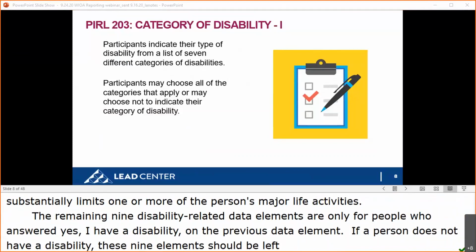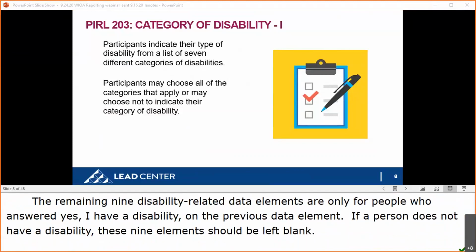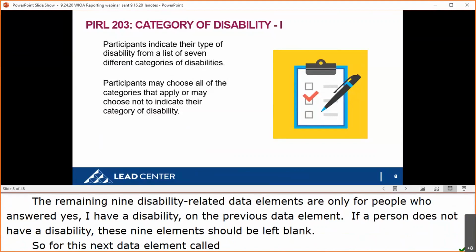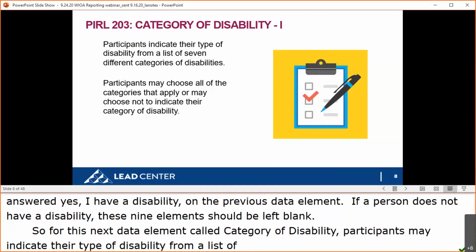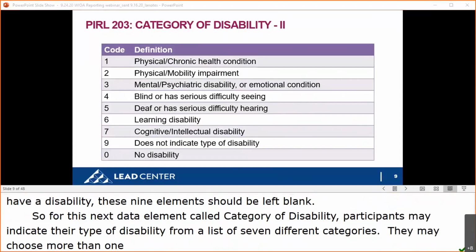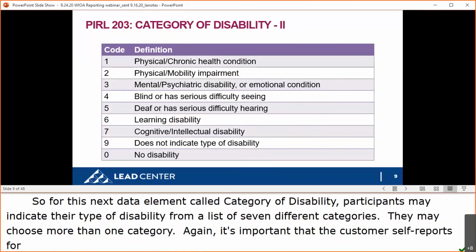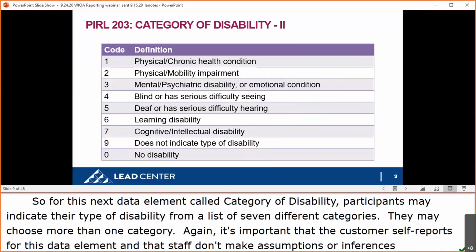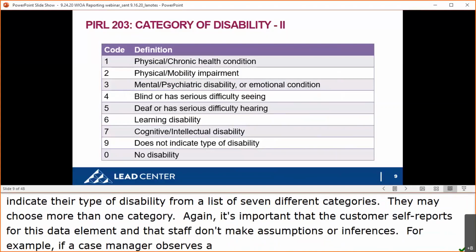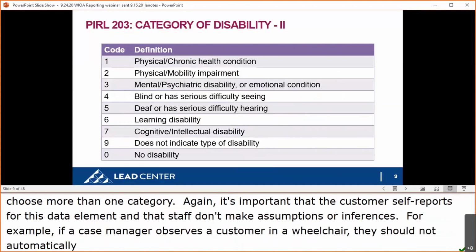So for this next data element, called category of disability, participants may indicate their type of disability from a list of 7 different categories. They may choose more than one category. Again, it's important that the customer self-reports for this data element and that staff don't make assumptions or inferences. For example, if a case manager observes a customer in a wheelchair, they should not automatically note a physical or mobility impairment. The customer must indicate their category or categories of disability.